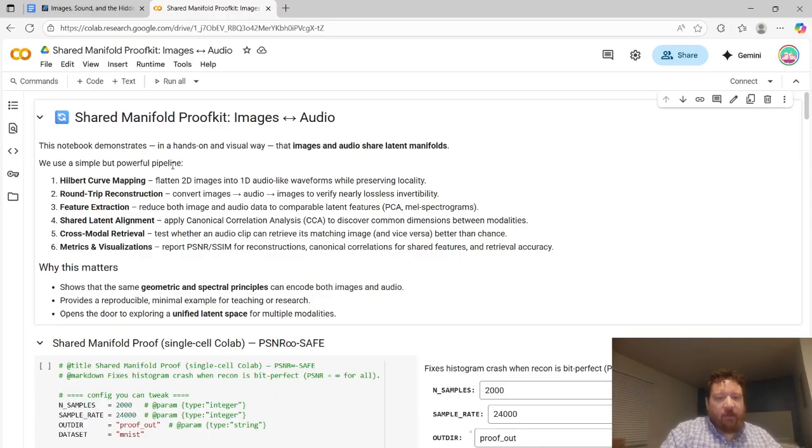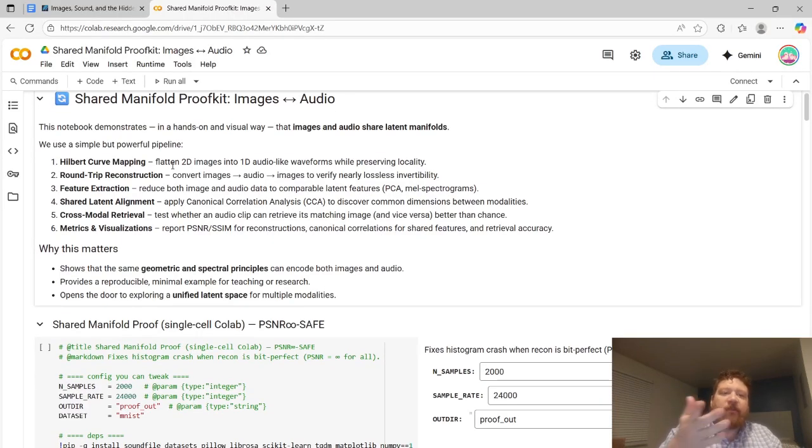So in this particular notebook, we demonstrate in a hands-on and visual way that images and audio share latent manifolds. We use a simple but powerful pipeline: Hilbert curve mapping, round-trip reconstruction, feature extraction, shared latent alignment, cross-modal retrieval, and metrics and visualizations. Why this matters: it shows that the same geometric and spectral properties can encode both images and audio. It provides a reproducible, minimal example for teaching or research, and it opens the door to exploring a unified latent space for multiple modalities.